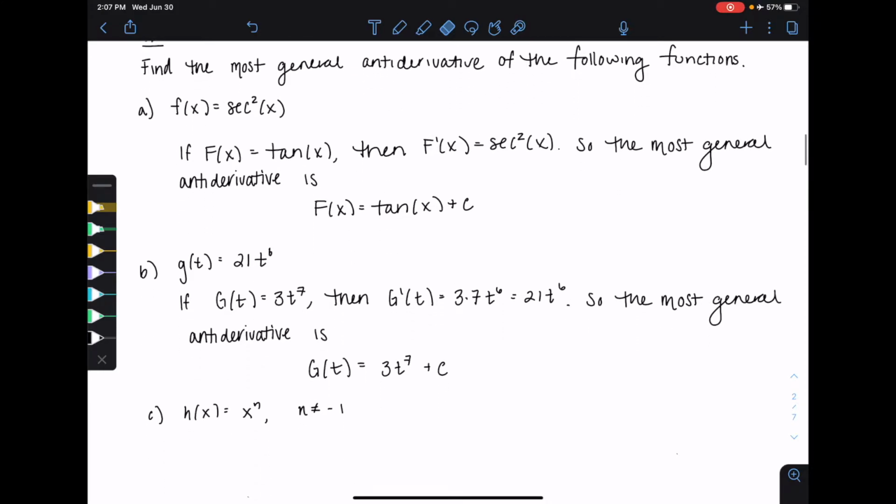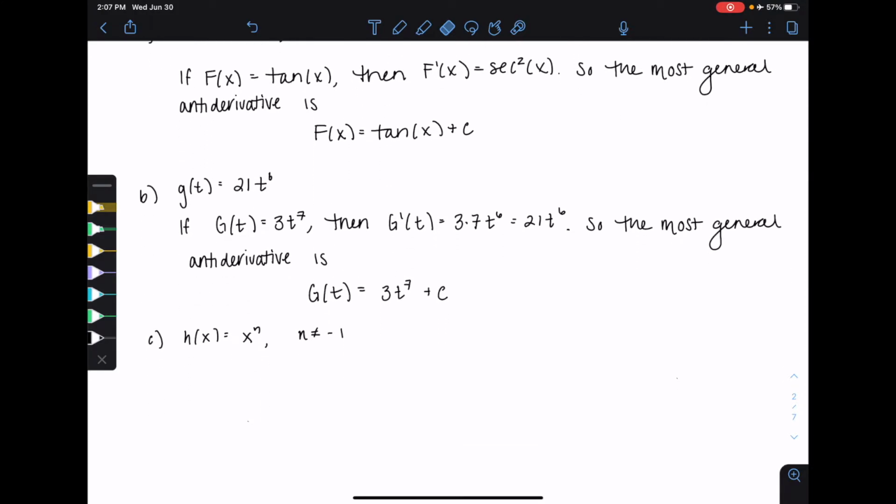Okay. So let's see if we can figure out, in general, if I have x to a power n, but not including the case when n equals -1. So basically 1 over x we're ignoring for right now. We'll take care of that in later chapters. And again, here we're going to keep this power rule in our mind.